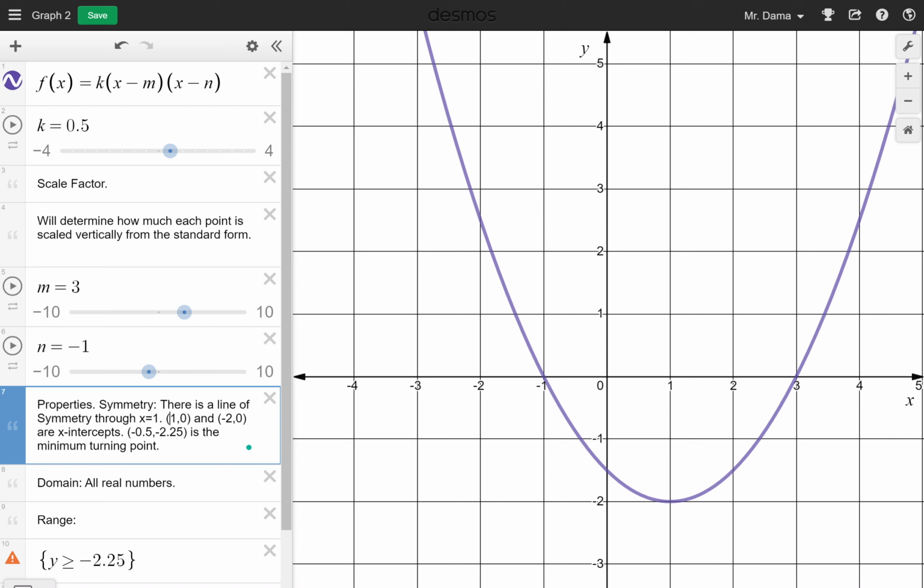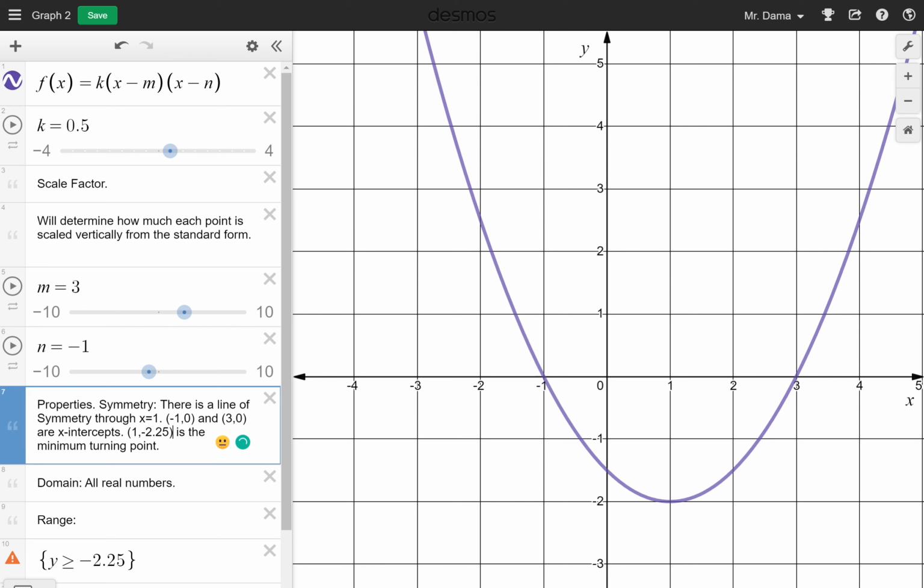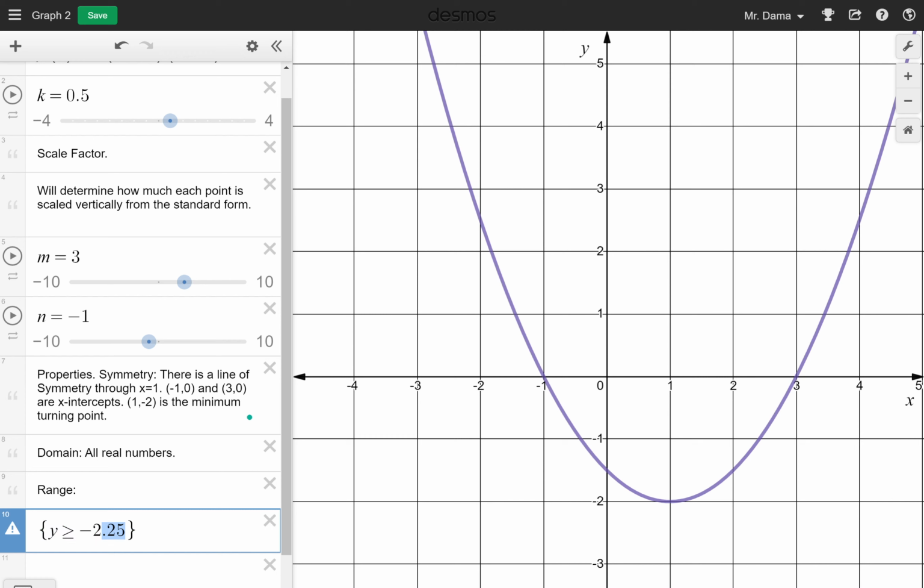For me, the x-intercepts are (-1, 0) and (3, 0). And the turning point is, well, if I plug in x equals 1 into my equation, it comes out as -2. So that is the minimum again. The domain is all real numbers, and the range is y is greater than or equal to -2.